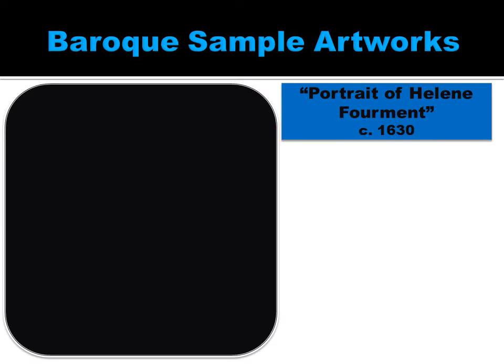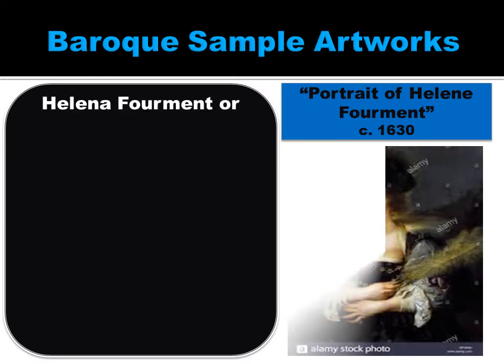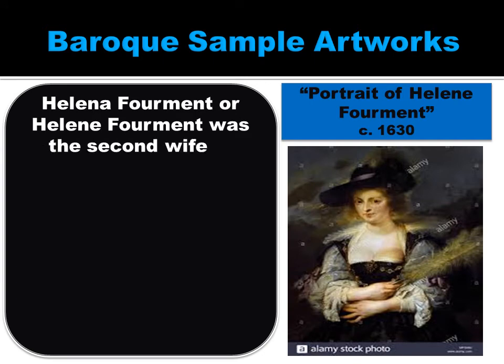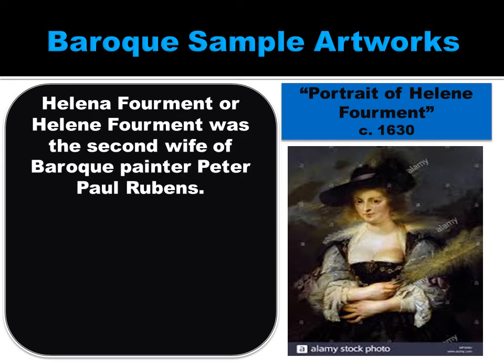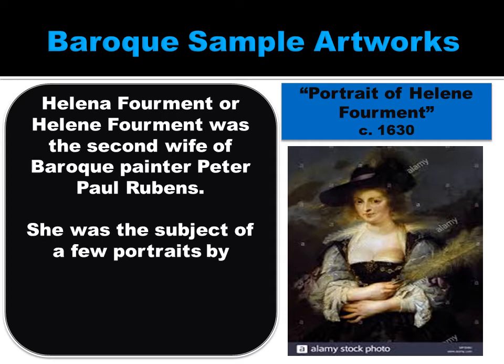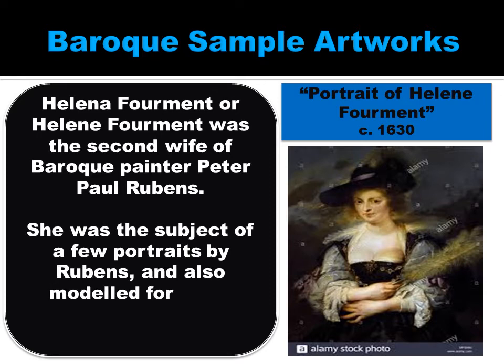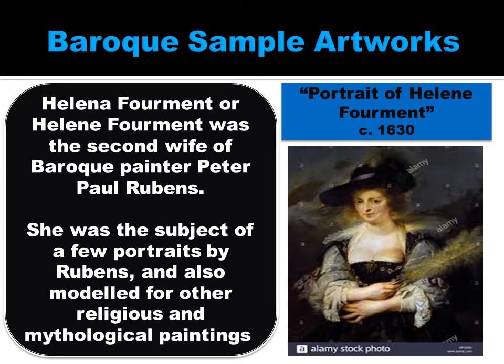Another one is the Portrait of Helena Fourment. Helena Fourment was the second wife of Baroque painter Peter Paul Rubens. She was the subject of a few portraits by Rubens and also modeled for other religious and mythological paintings.